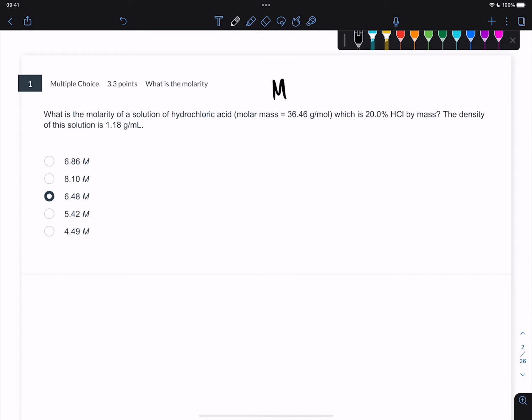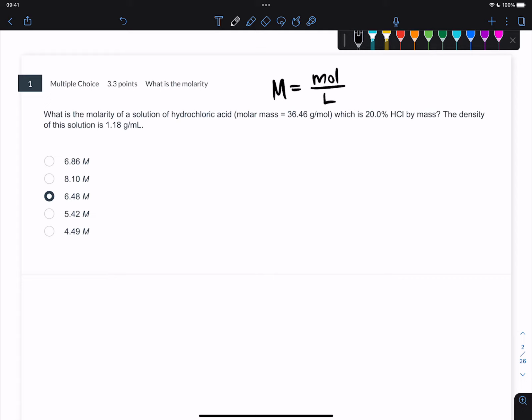First reminder is that molarity is equal to moles over liters. It's moles of the solute over liters of the entire solution. It's different than molality. That's very important that you recognize the difference. We'll talk about that one later.